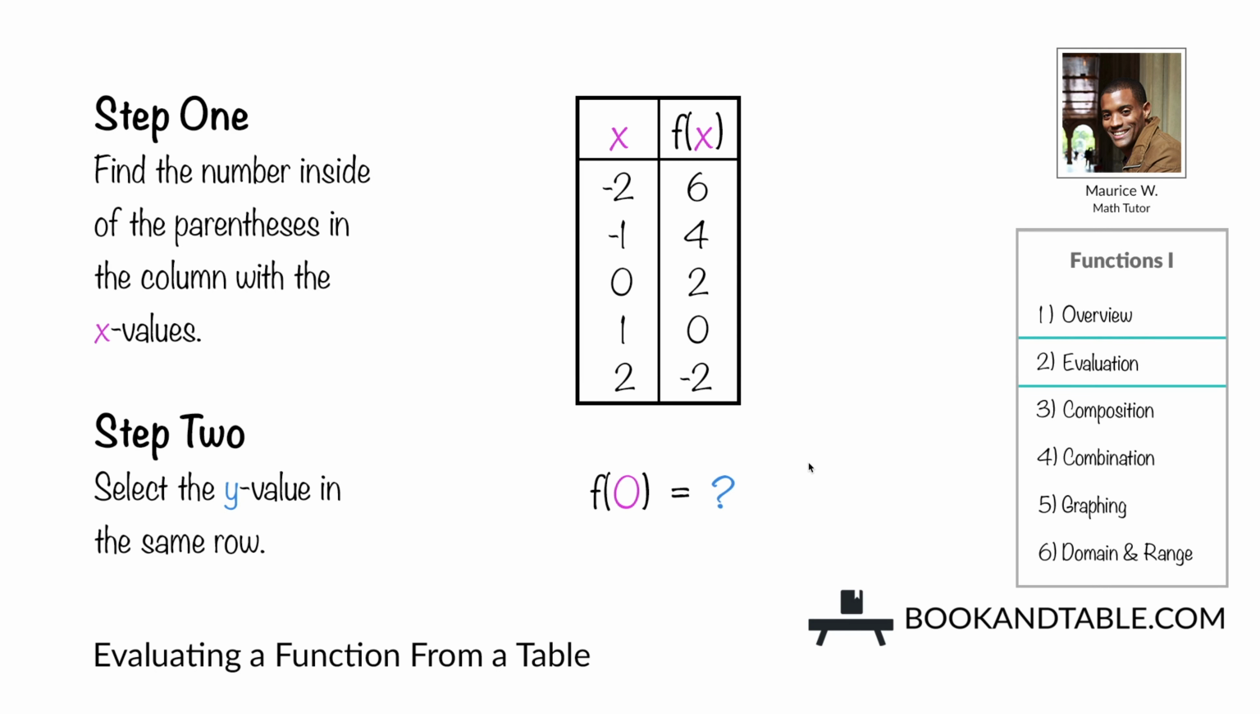Let's take a look at another example, f of 0. Find the number inside of the parentheses, 0, in the column with the x values. And then step 2, select the y value in the same row, and that would be here. When x is 0, the function has a value of 2. And just one more for good measure. What is f of 2? We want to find the number inside of the parentheses, which is 2, in the column with the x values, and then select the y value in the same row. So that would be this row here. So f of 2 is equal to negative 2.